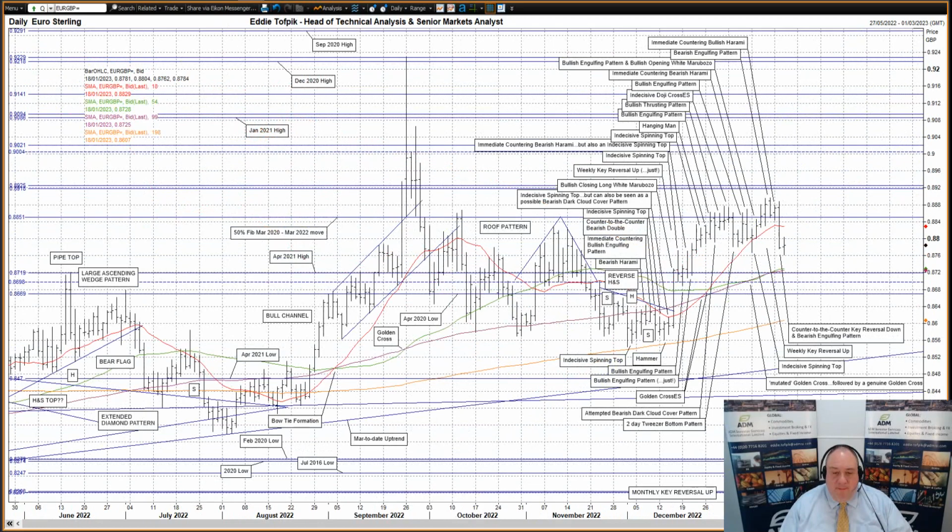Euro sterling. A really interesting combined key reversal down and bearish engulfing pattern yesterday, as it seems that the 50% Fibonacci line of the March 2020 to March 2022 move at 88.51 has belatedly worked its effect upon the prices. You remember this was the cap on the roof pattern seen back in November. What adds to the interest was that last week was a weekly key reversal up, and right now that looks like a very much countered pattern. The move down stopped just short of the January low made last week at 87.67.